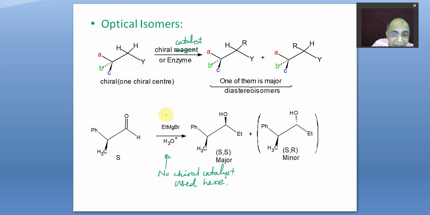So there is no chiral catalyst, but the presence of an existing chiral center favors the formation of one diastereoisomer to a greater extent. So this is S, the new one is S, so this is major, and this is S, the new one is R, is minor. So here there is no need to use a chiral catalyst.